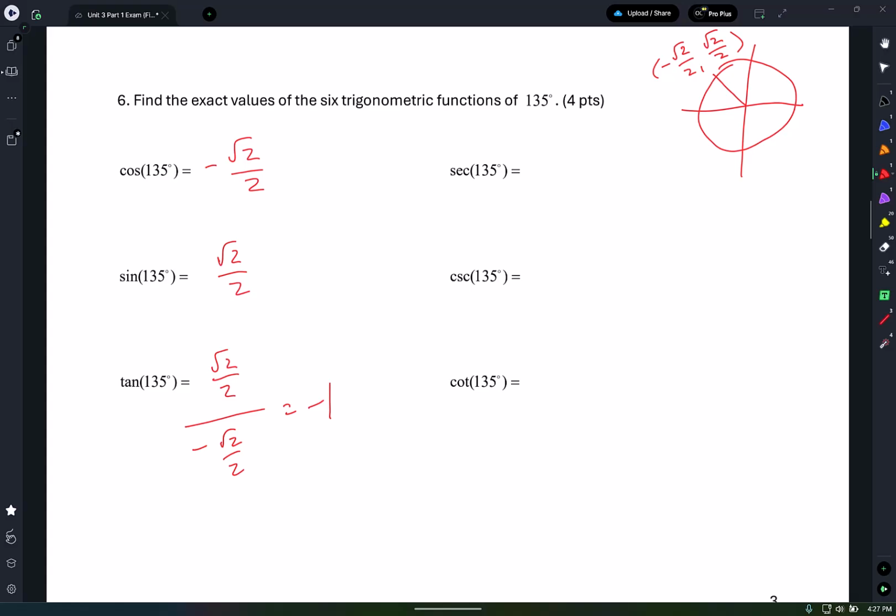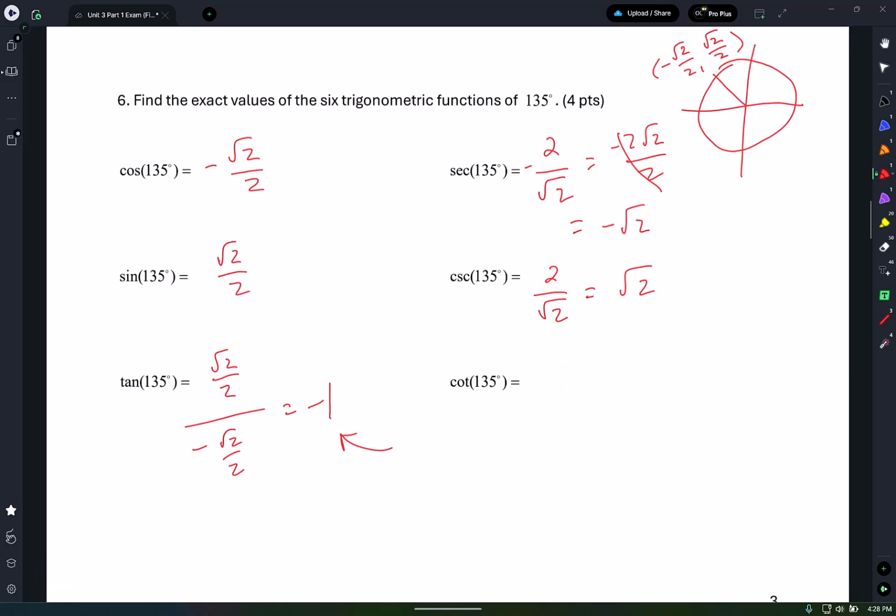Secant of 135 is just the reciprocal of this. So 2 over, or negative in the front, square root of 2. You can leave it like that. Or you can go negative 2 square root of 2 over 2, and the 2's cancel out. So another answer, you could just say negative square root of 2. You know what I mean? Cosecant is the reciprocal of sine. So just 2 over square root of 2, or just square root of 2. Whichever one you like. And then cotangent is the reciprocal of tangent. So you can just tell me negative 1 again, just like that.